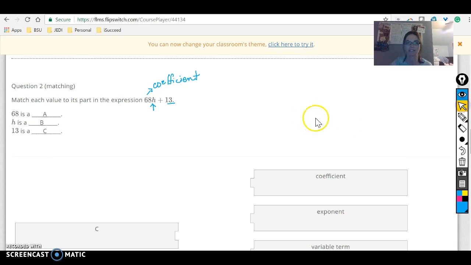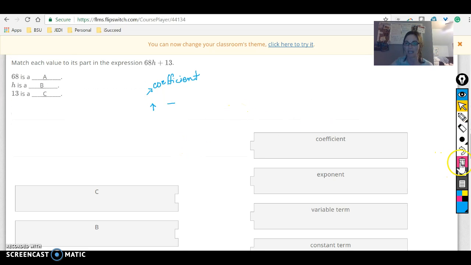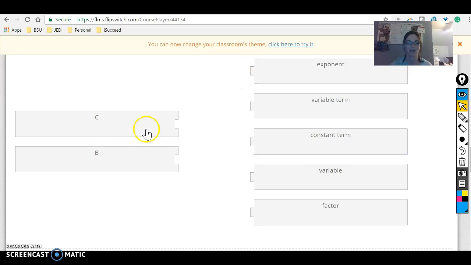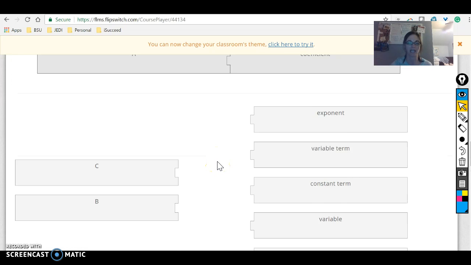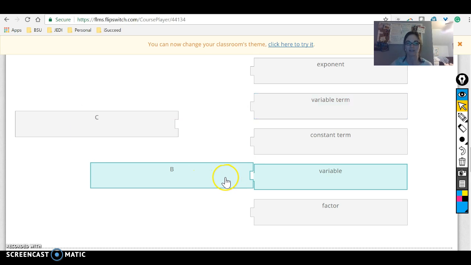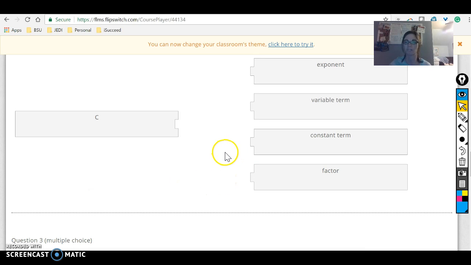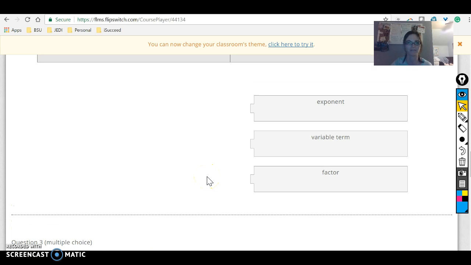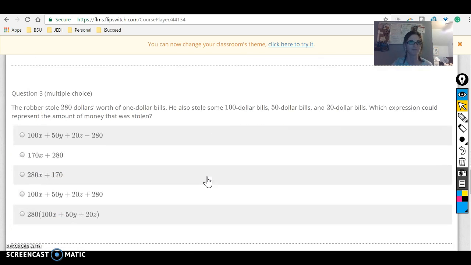So let's go down here and see 68 is A. So A is our coefficient. B was the H, so we know that's our variable. The variable term would be 68H, not necessarily 68, or not necessarily just H. Okay. And the constant term is 13. All right. That's how those play out.